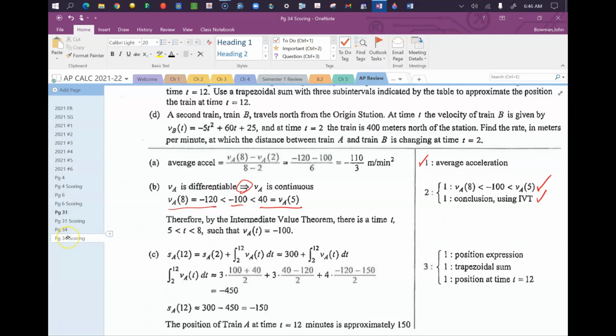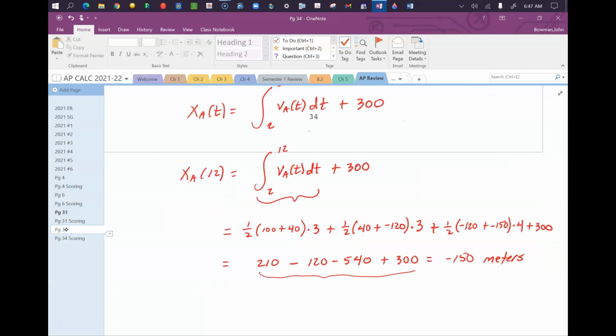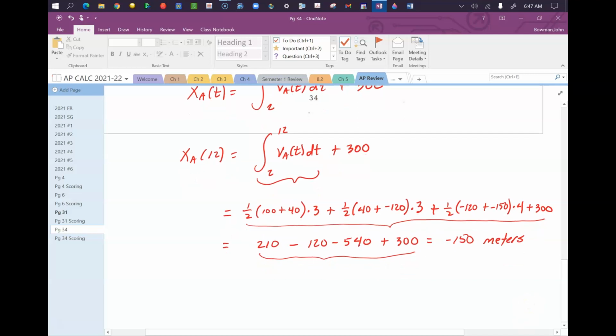So let's take a look at the scoring for that problem. You get 1 point for the position expression, which is this right here. You get 1 point for the trapezoidal sum, and that is part of that integral expression, and then you get 1 point for the position at time t equal 12. I think we've covered that sufficiently because this whole expression right here covers the integral expression portion, and then when you add the 300 to it, you get the position at time 12.